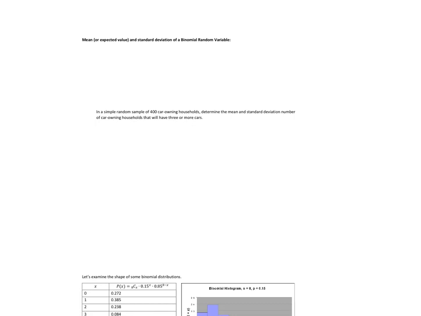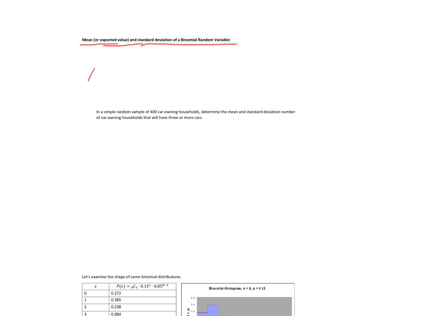Welcome back from the calculator part of section 6.2. We're going to be looking at more examples, but before we do that, we're going to have a formula. We're going to be looking at the mean or the expected value and standard deviation of a binomial random variable.